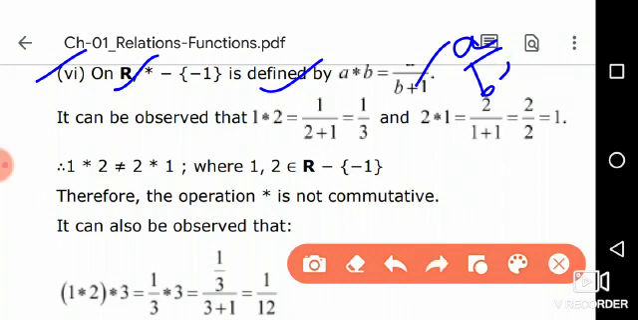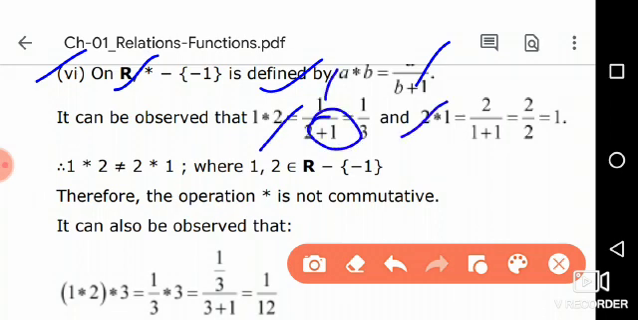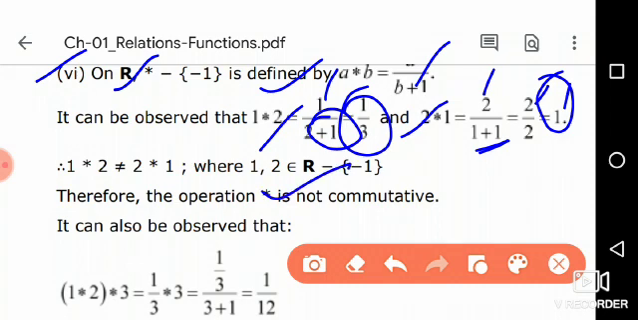Now it can be observed that for 1 star 2, we can write first element divided by second element plus 1, that is 1 by 3. Similarly, 2 star 1 can be written as first element divided by second element plus 1, that gives 2 by 2, which is nothing but 1. Here we find that A star B is not equal to B star A. Therefore, the binary operation star is not commutative.